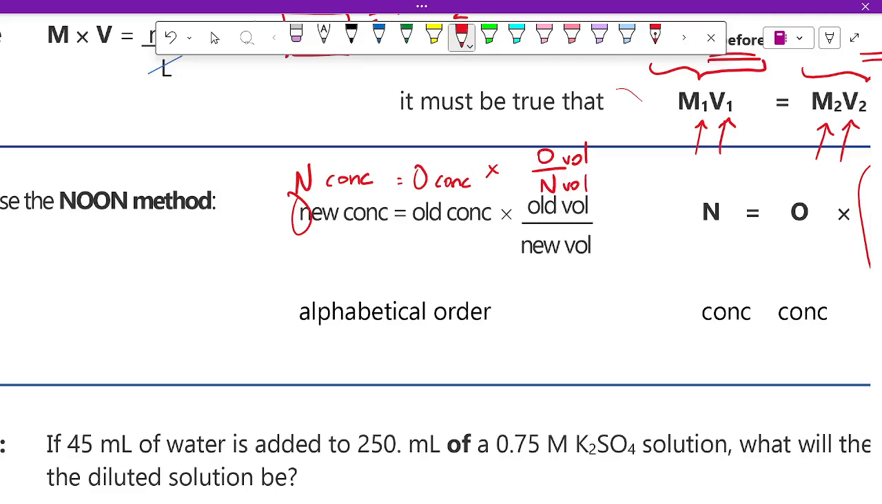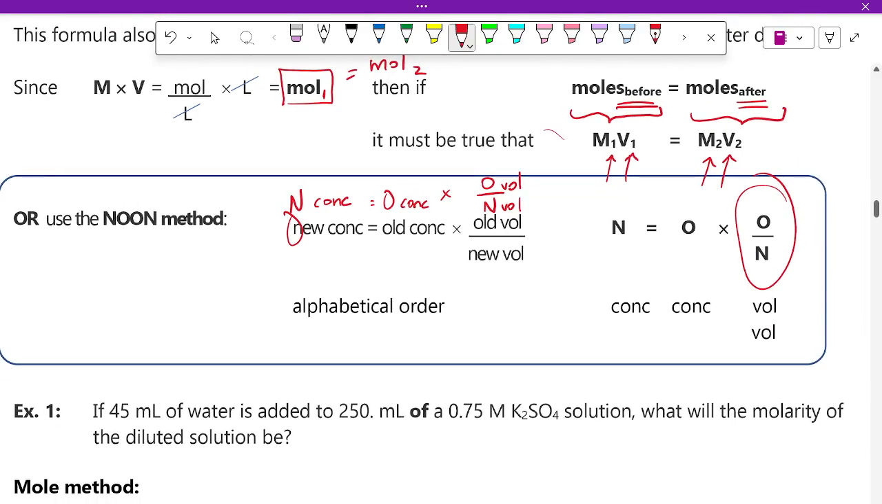To me, it makes a little more sense because with M1, V1, M2, V2, everything just seems to be floating around, but that's just me. You may love that, which is great. So how do I remember that it's new concentration and old concentration? C comes before V in the alphabet. So it's concentration, concentration, volume, volume. If you don't like it, don't use it.